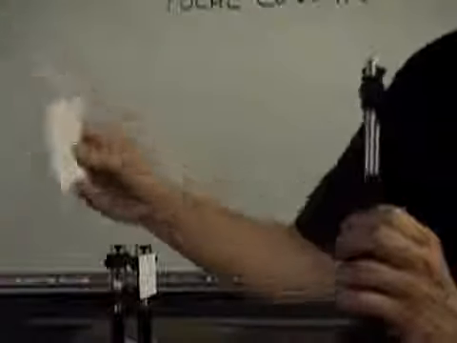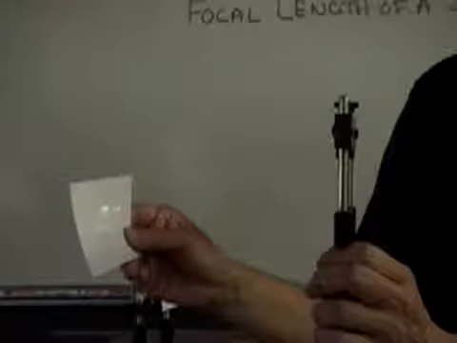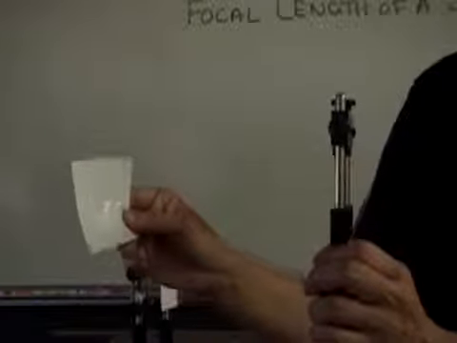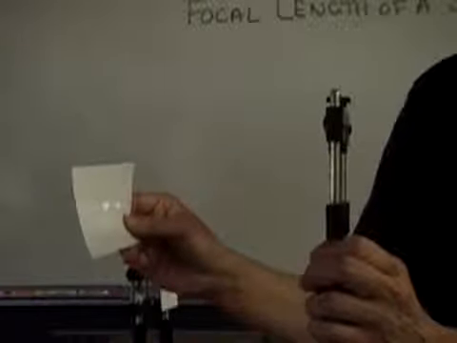So I've cracked the shades a little bit in that direction, and I'm taking the mirror and focusing it onto a card, and you can see that there is an inverted real image of the outside world, and the distance between the card and the mirror is approximately the focal length of the mirror.